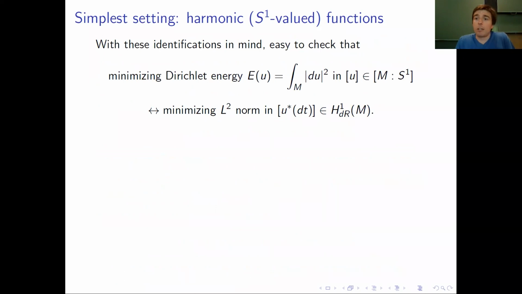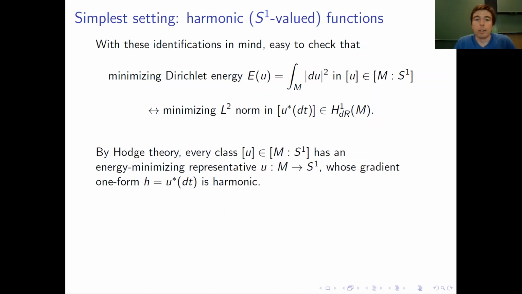With these identifications in mind, it's not hard to see that the problem of minimizing Dirichlet energy in the homotopy class is equivalent to minimizing the L2 norm of this gradient 1-form of the associated de Rham cohomology class. So finding a harmonic map in this homotopy class is essentially the same as finding a harmonic 1-form in this de Rham cohomology class. In particular, Hodge theory gives an energy minimizing representative whose gradient 1-form is harmonic. Of course, we could use Eells-Sampson machinery if we wanted, but we really don't have to. This is all linear PDE.